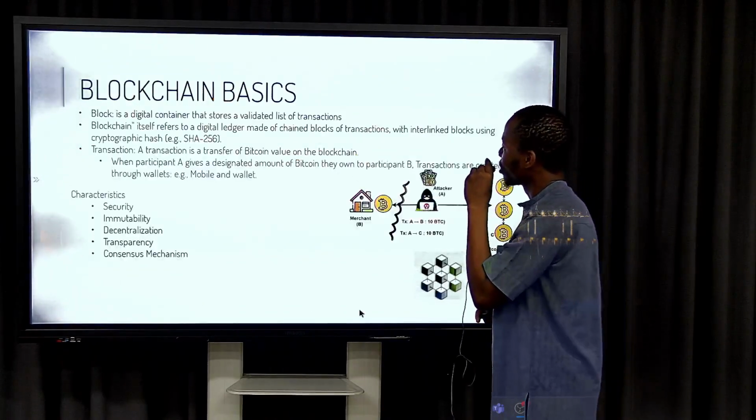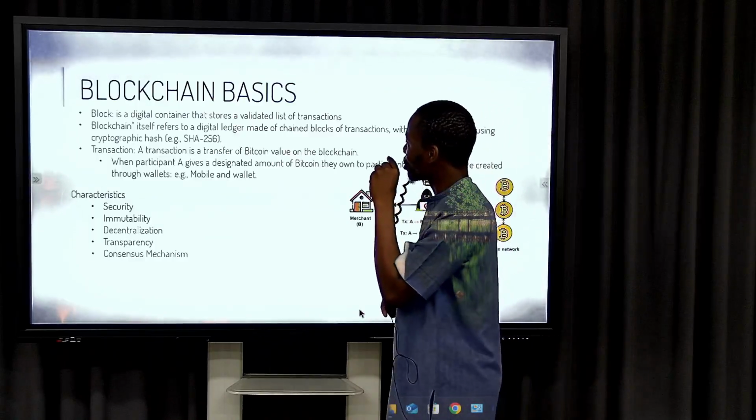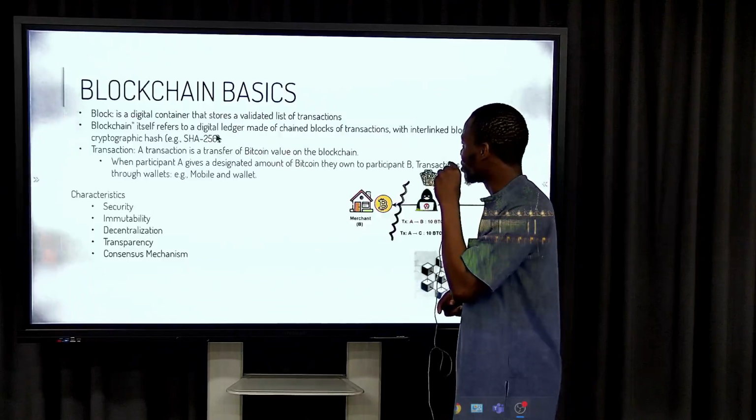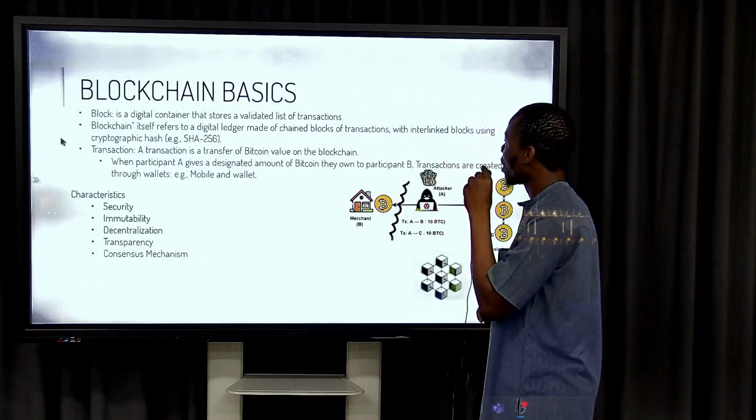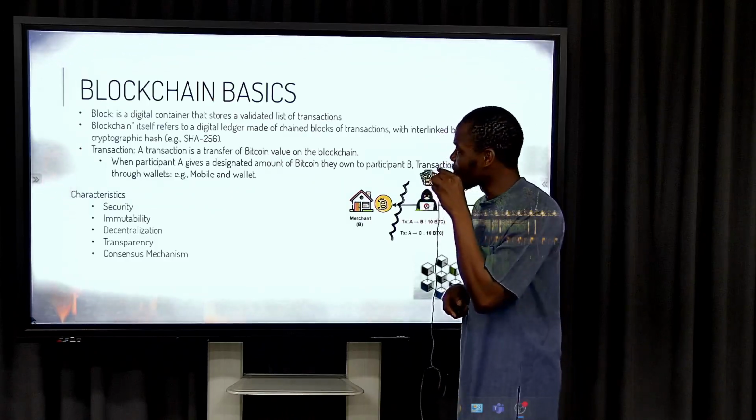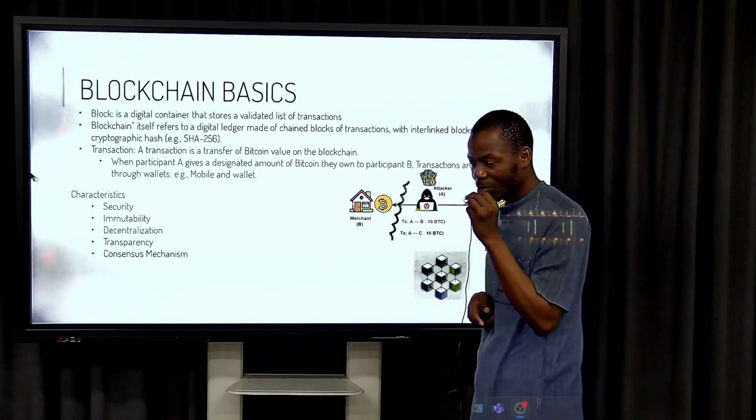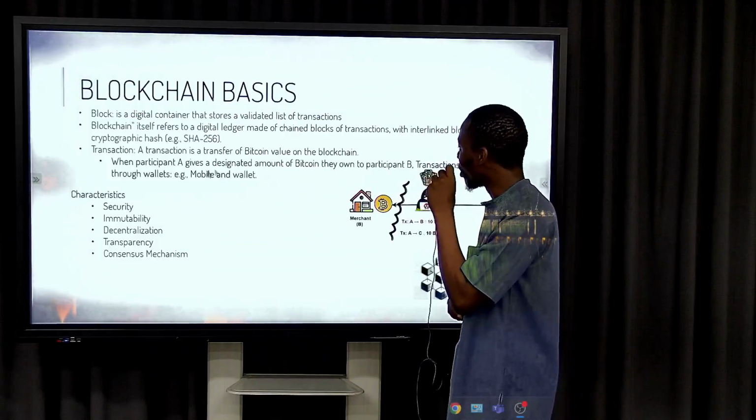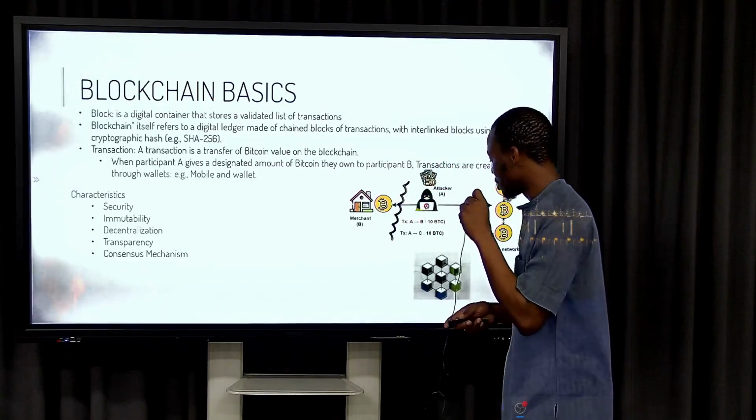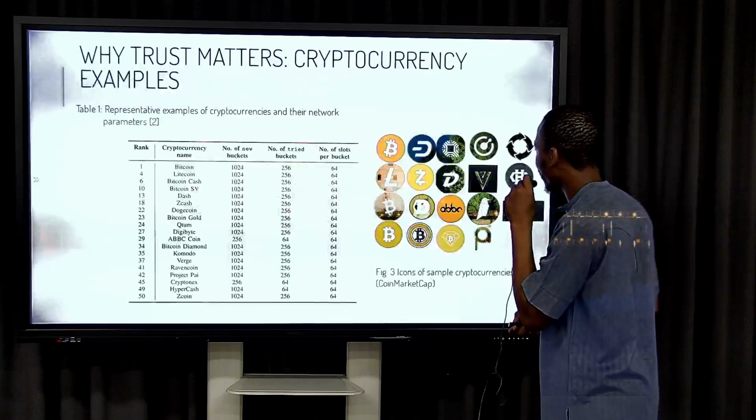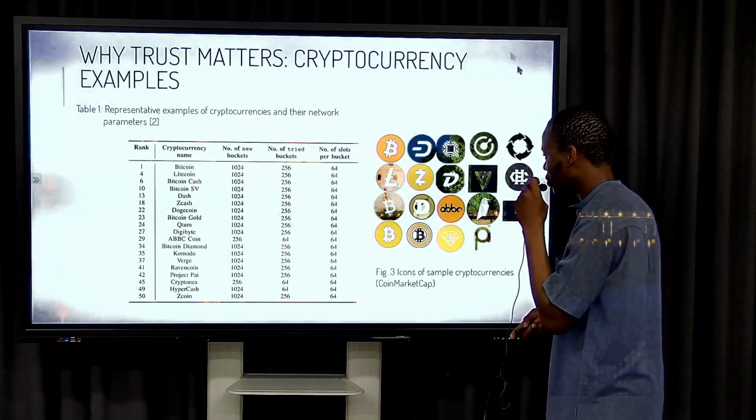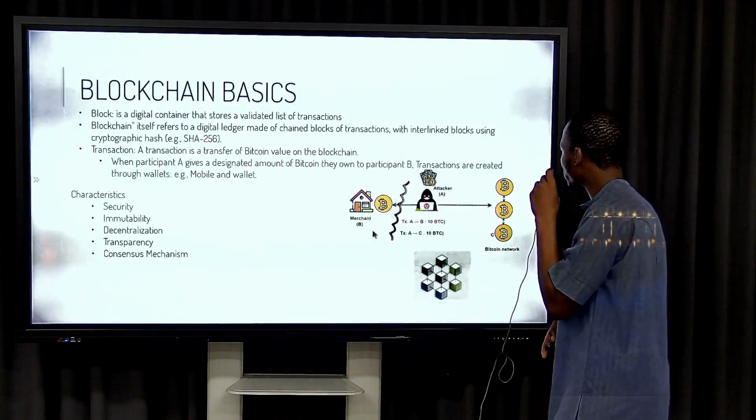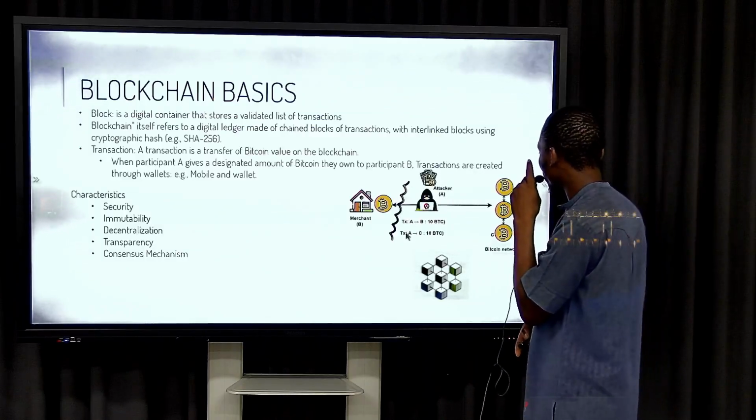Blockchain basics. Here we talk about the keywords in blockchain. The block. This block is the digital container that stores a validated list of transactions. Now, what's a transaction? A transaction is a transfer of Bitcoin value. In the case of blockchain, we have different applications, but in crypto, we talk about Bitcoin. As I said in the previous example, we have different cryptocurrencies. So in this particular example, we are considering Bitcoin as an example of cryptocurrency.